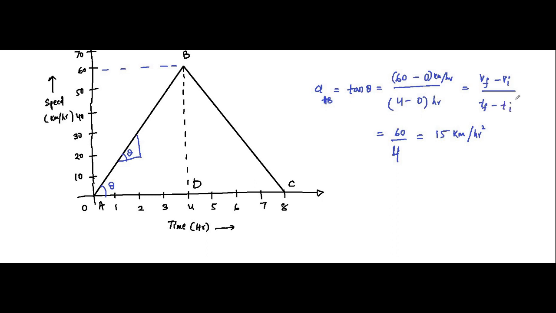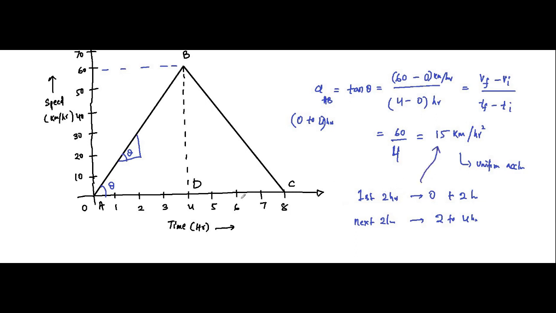So in the entire AB region from 0 to 4 hours, it is a constant, uniform acceleration of 15 kilometer per hour square. So in the first 2 hours, that is from 0 to 2 hours, and the next 2 hours, that is from 2 to 4 hours, it is the same 15 kilometer per hour square.